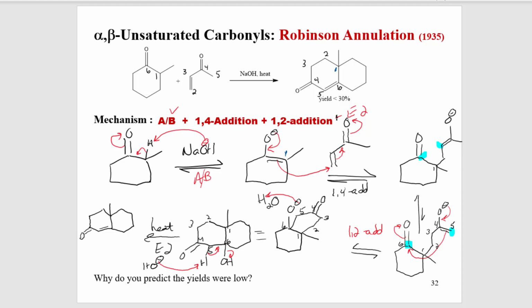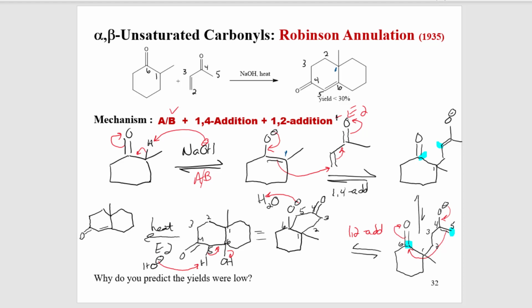Once that forms, the OH is protonated. This is technically an aldol reaction, and then it turns into an aldol condensation because we heat it and further dehydrate, take off a proton, form a double bond through elimination, and expel the OH minus.